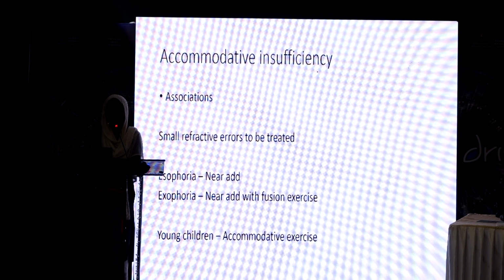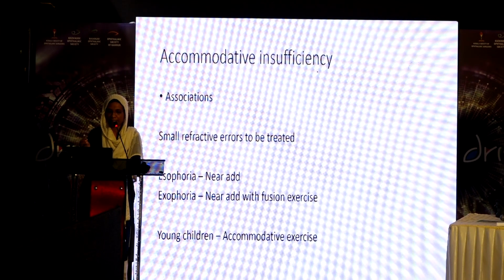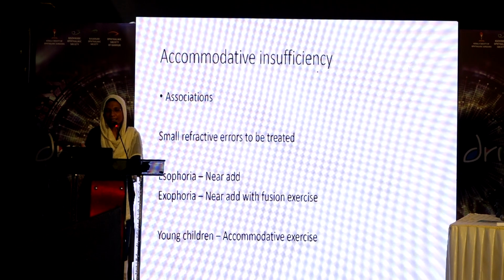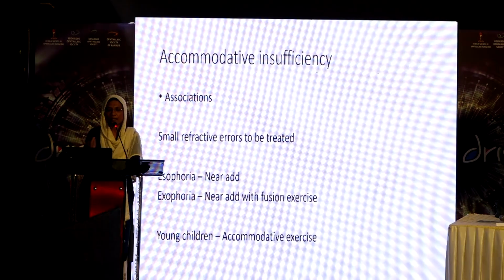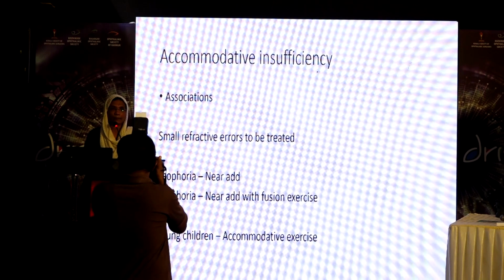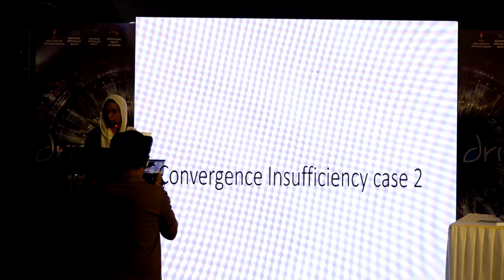A few words about accommodation insufficiency. Like for all other conditions, we have to treat even small refractive errors, even if it is a minus cylinder, we have to give it. And if there is associated esophoria, we can comfortably prescribe the add. If it is associated with exophoria, we have to add fusion exercise. In young children, we can really encourage them to undergo office-based vision therapy and see improvement in accommodation. Unlike fusion insufficiency, accommodation insufficiency does not really respond well to vision therapy. It needs more dedication and involvement from the patient side.